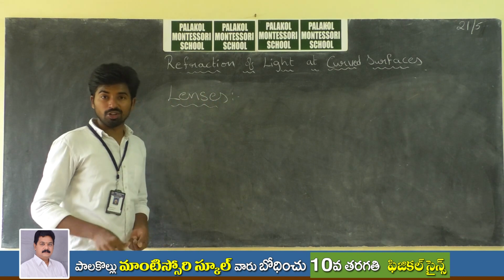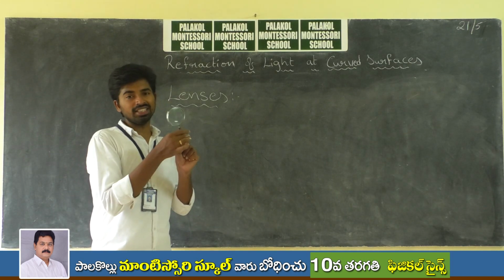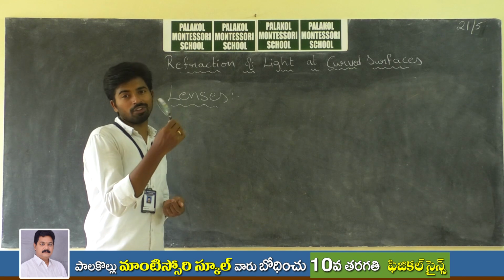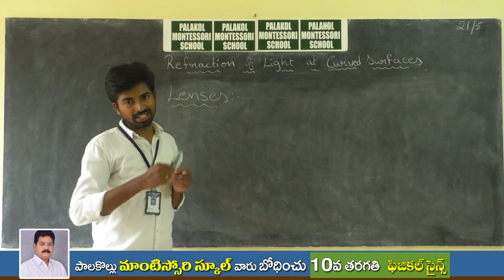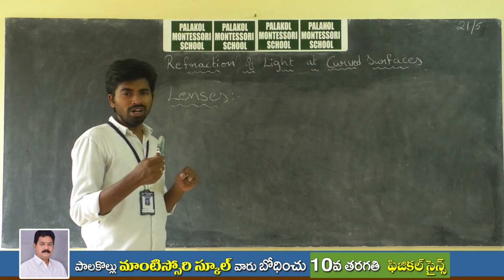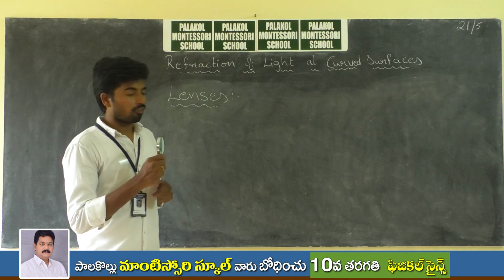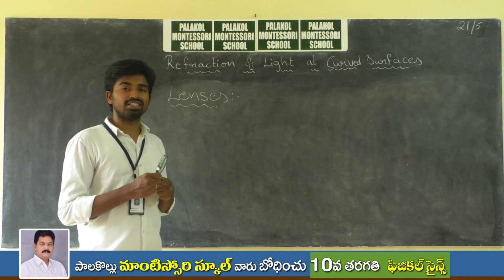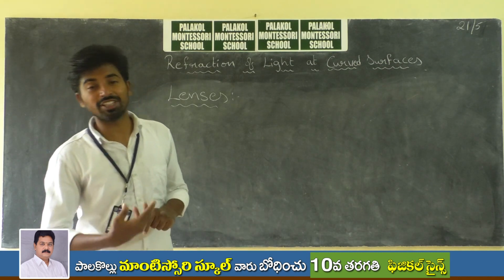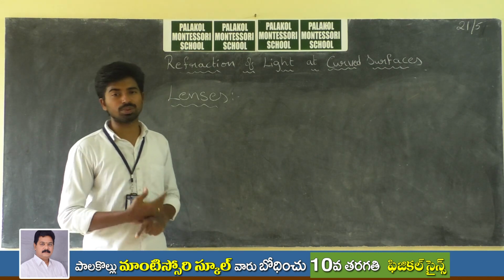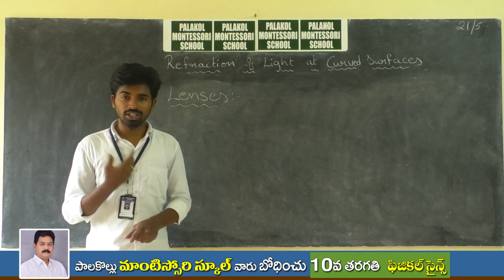I think you are very well acquainted with the magnifying lens. This is a lens, and we have played so many times with this lens. So this is a magnifying lens. Let us know how many types of lenses there are, what occurs inside the lens, and how light behaves when it passes through the lens. So what do we mean by lens?